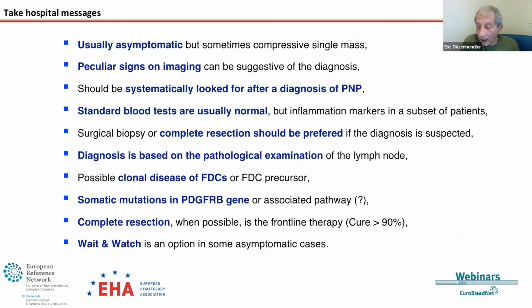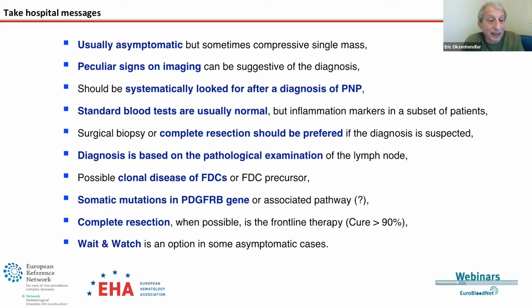So here are my take-home messages. We have seen that this disease is usually asymptomatic, except in the case where the single mass is compressive. We have seen that we can define peculiar signs on imaging that could be suggestive of the diagnosis. And this is very important because if the radiologist says that it really looks like UCD, you can go straight forward to resection surgery and not just a single biopsy.